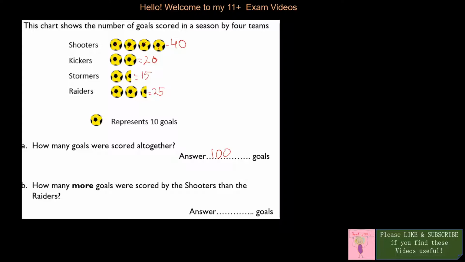How many more goals were scored by the Shooters than the Raiders? So Shooters had 40, Raiders had 25. That would be 40 minus 25, which is 15. That is 15 goals more. Is that clear? I think it is.